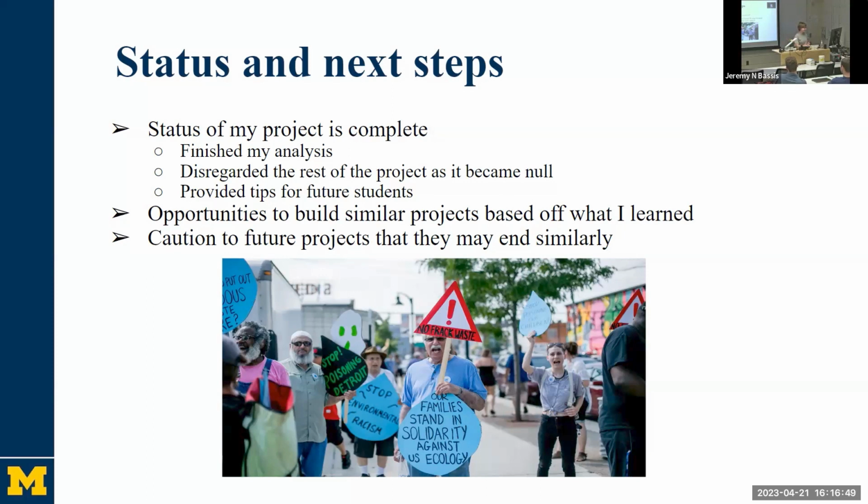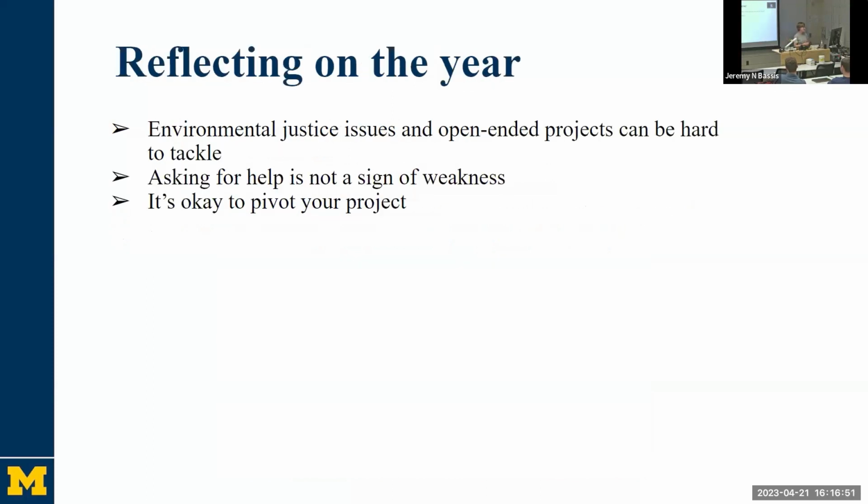And then, what did I learn from the year? As I've said many times now, environmental justice issues and open-ended projects are hard to tackle. There are a lot of working systems, a lot of things you have to define and make sure they're working well. It's hard to get it all working together and to consider everything in your analysis and results.